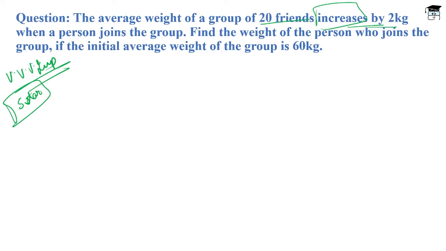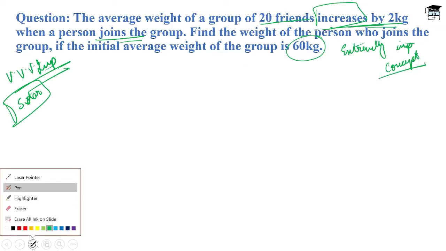Now the question is, the average weight of a group of 20 friends increases by 2 kg when a person joins the group. Find the weight of the person who joins the group if the initial average weight of the group is 60 kg. Now, how do we solve this? Right? As I told you, this is an extremely important concept. Let's solve this.